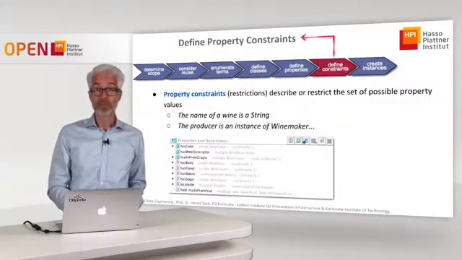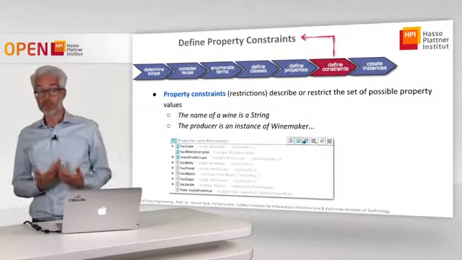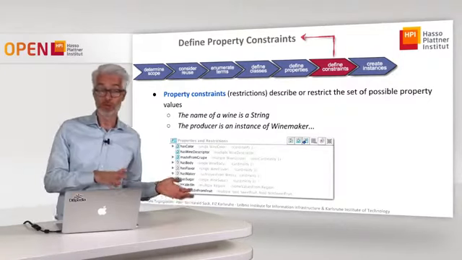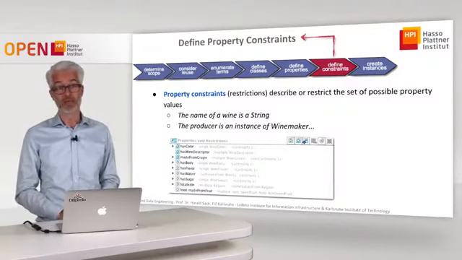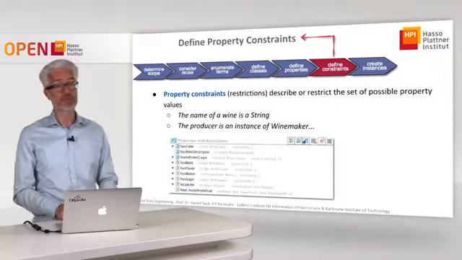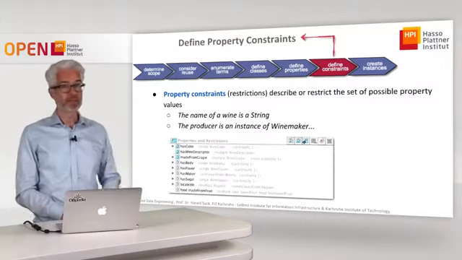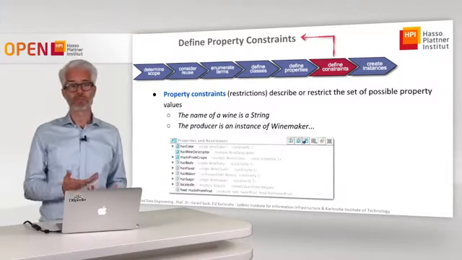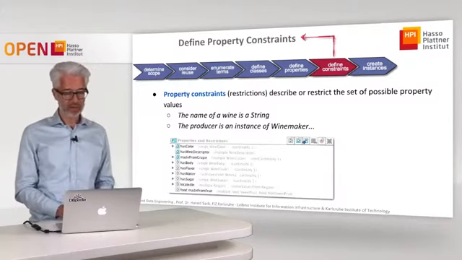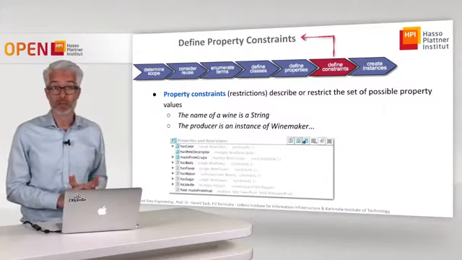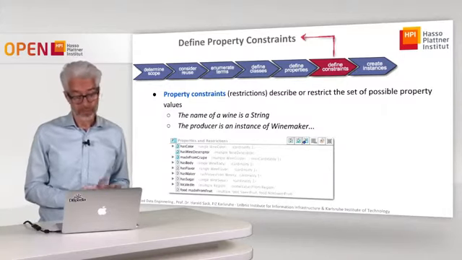And in the next part, you put constraints on your properties. Of course, you have to specify, for example, what the domain and the range of your property is. And of course, you also could, for example, say this is a transitive property, this is a functional property, this is an asymmetric property, and so on. So you put constraints on them. For example, for the wine ontology, you could say the name of the wine is a string, and the producer is an instance of winemaker.